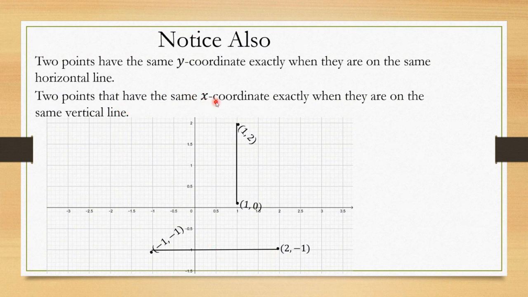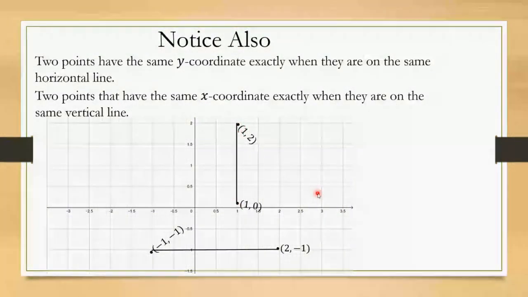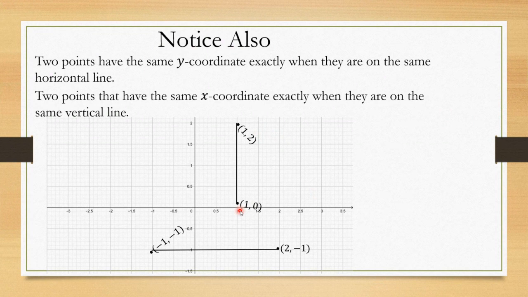2 points have the same x coordinate exactly when they're on the same vertical line. I mean, you could also just plot a few points and you could see, oh yeah, that makes sense. It just takes a little visualization. It's really not that bad though. Like 1, 2, and 1, 0. I know 1, 0 should be a little bit lower, but hopefully you still get the idea though. They're on the same vertical line. All right. Good. Okay.